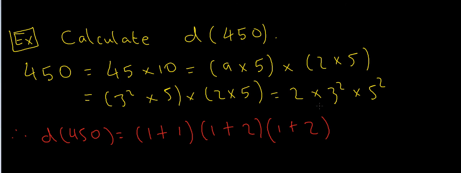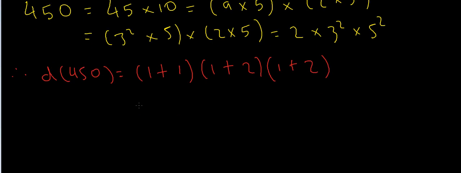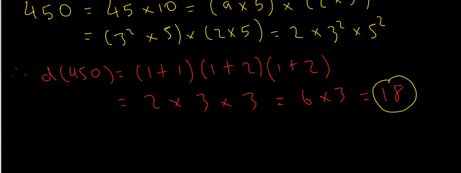And when I do that, what do we get? Let's just give it some space here. So when we do this, we get 2, that's 1 plus 1, times 3, that's 1 plus 2, times 3, because that's 1 plus 2. And 2 times 3 is 6, times 3, and 6 times 3 is 18. Okay, so the number of divisors of 450 happens to be 18 in this case.